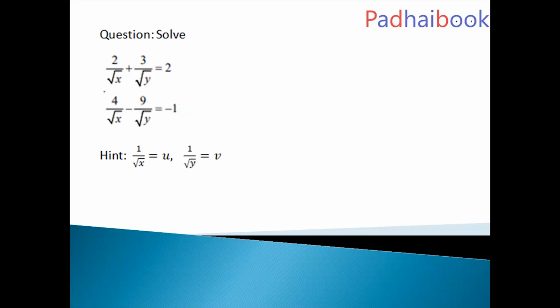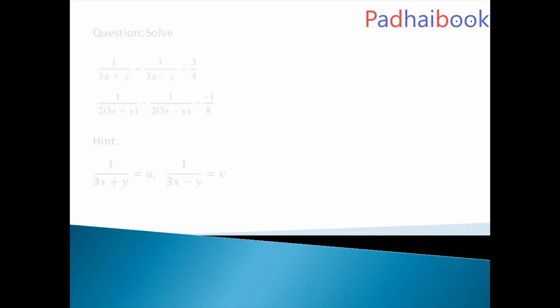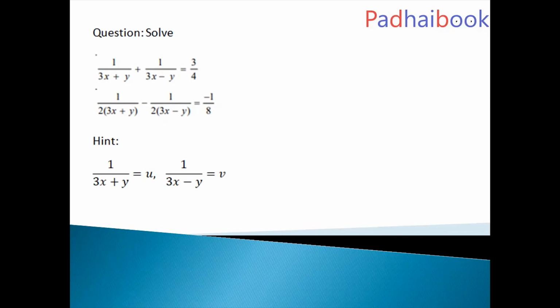Let's take another question in which I am giving you the hint. See this question. My substitution is 1 upon 3x plus y is u and 1 upon 3x minus y is equal to v. Hope you are able to understand.